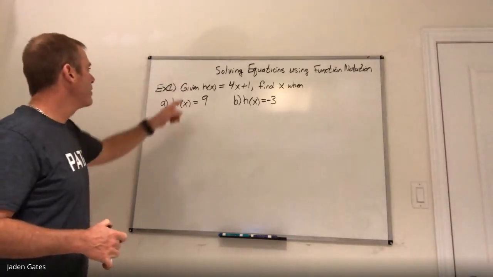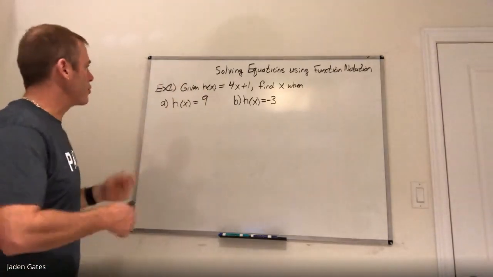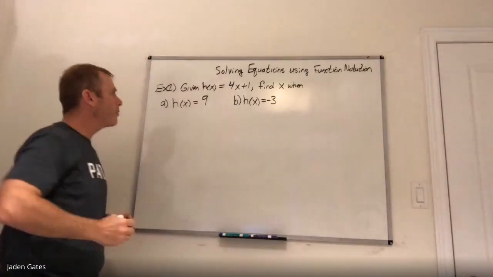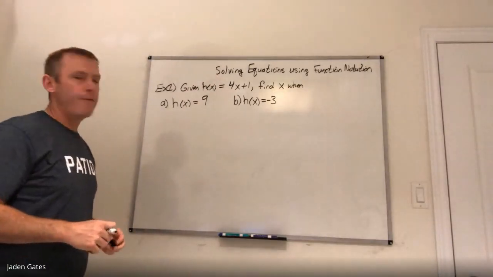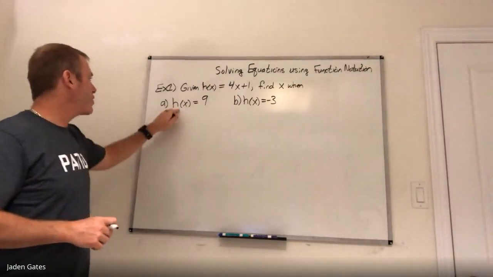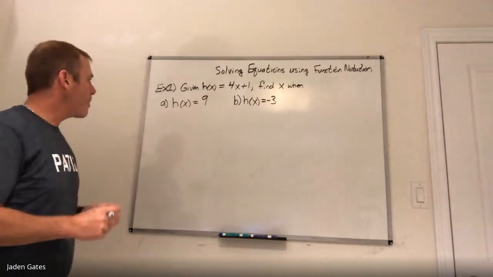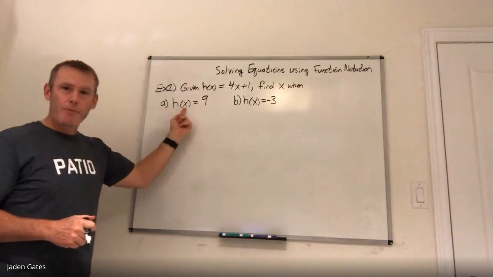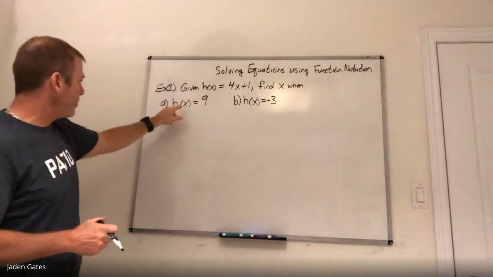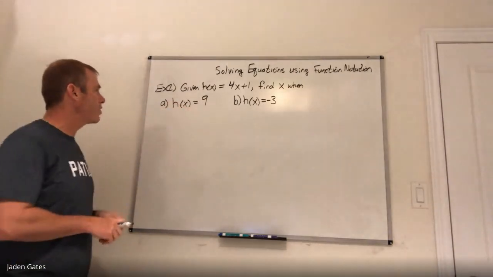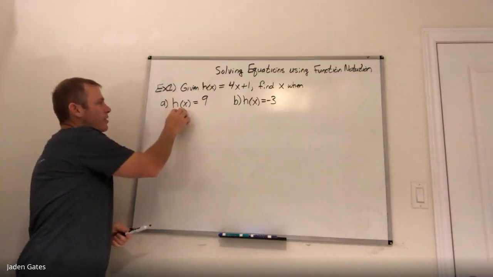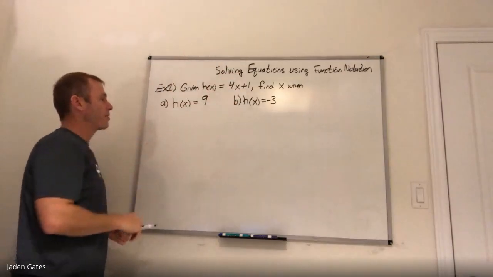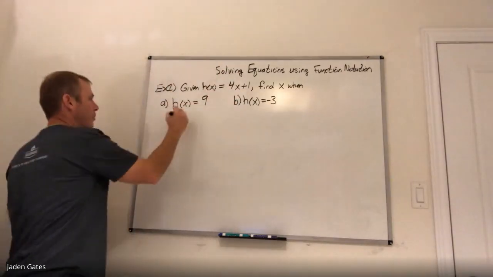It's a little bit easier. Given h of x, that's just the name of the function, using function notation, h of x equals 4x plus 1. Find x when h of x is equal to 9. Now remember last day when we had a number, it was inside the brackets because we had the x. But this time, what this is saying in function notation is that h of x, y, is equal to 9. So find x.